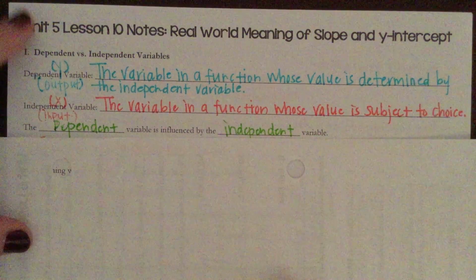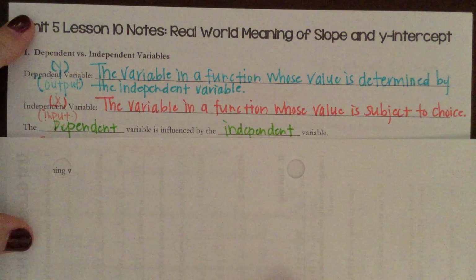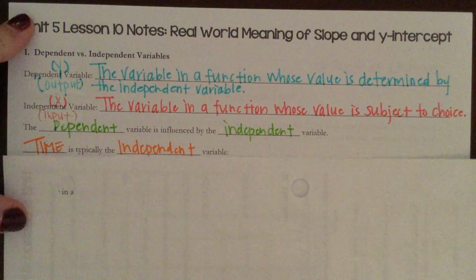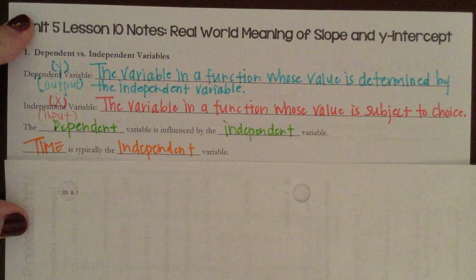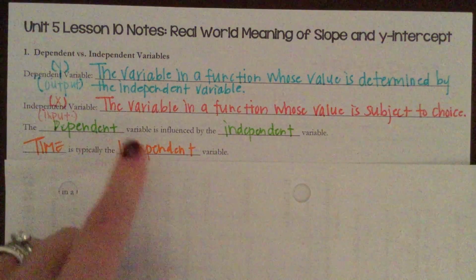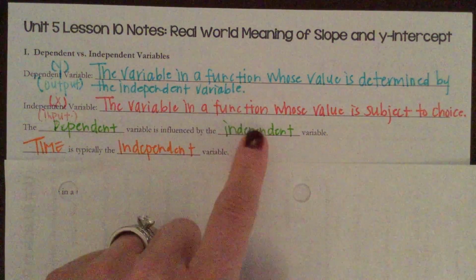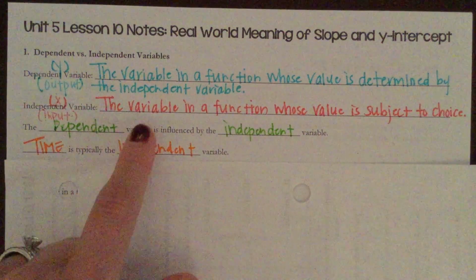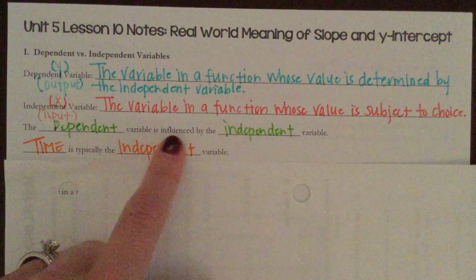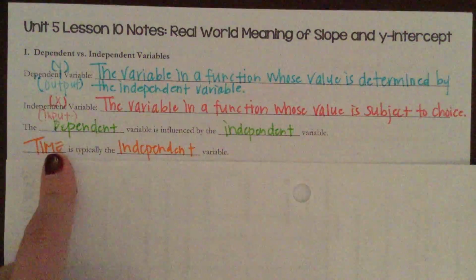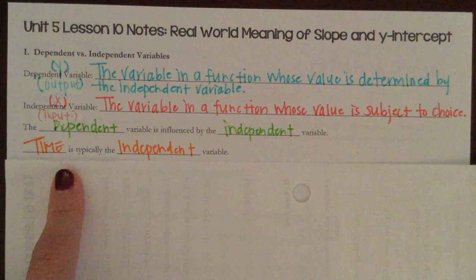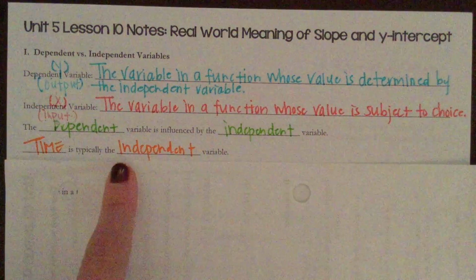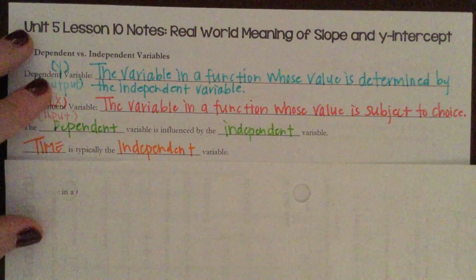We do have one variable that is typically always an independent variable. That is the variable time. Time is typically an independent variable because remember, the dependent variable is influenced by the independent variable. If time was the dependent variable, that means that we would be able to influence time. But we can't influence time. It's always moving forward, never backward. So time is typically going to be the independent variable.